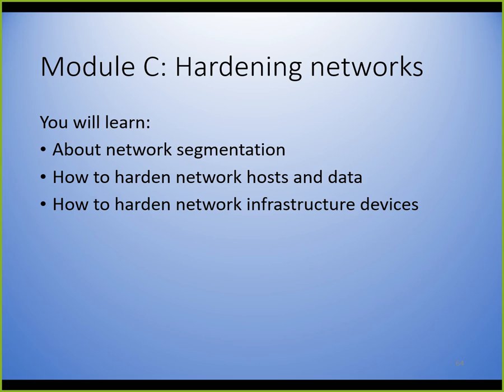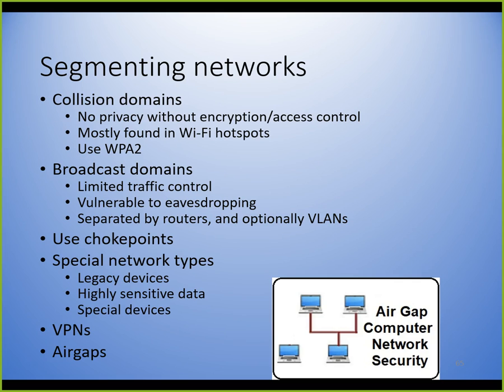So this module is actually kind of short, about hardening the networks, network segmentation, and we've talked about this. That's what a lot of last night was about, IP addressing. Harden hosts and data, and harden the network infrastructure. We've talked about collision domains. No privacy without encryption. A bus, a straight up bus. Everybody connected to the same piece of wire, so that all of the stations have access to all of the data. And if we put our NIC into promiscuous mode, not only do we have access to it, we'll read it.